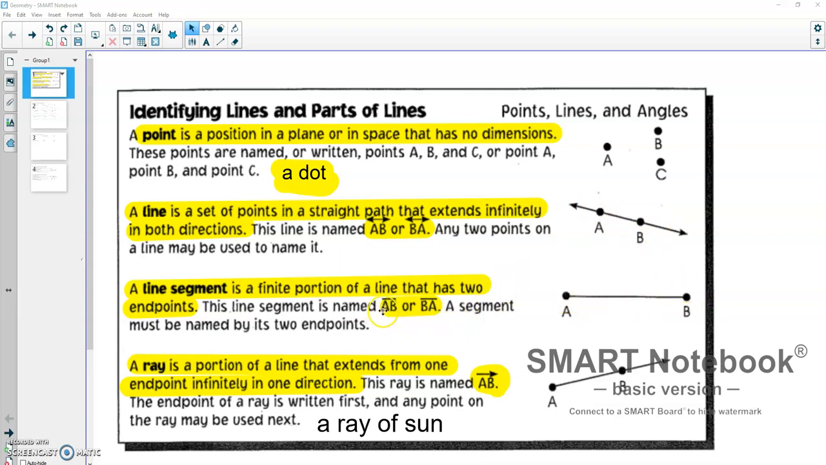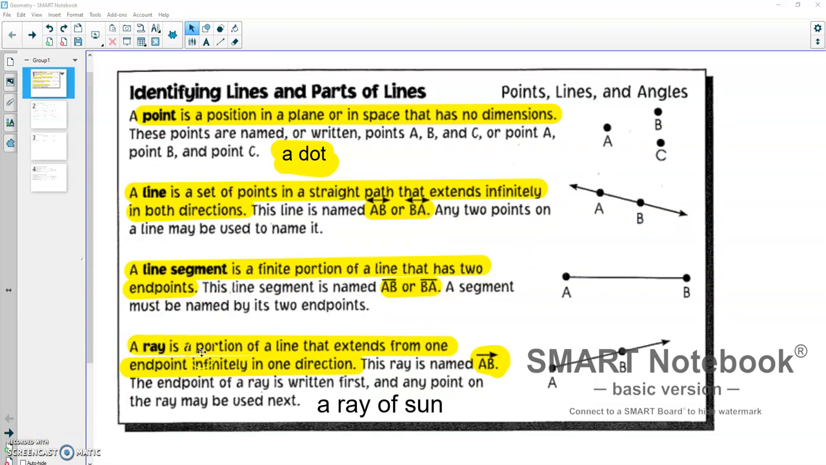And how we write it is right here. So AB again, or BA, and just a flat line with no arrows. That means it stops. Okay? And the reason you might see it AB or BA is it works either way. You can travel from A to B, or B to A. It will be an issue with a ray though.